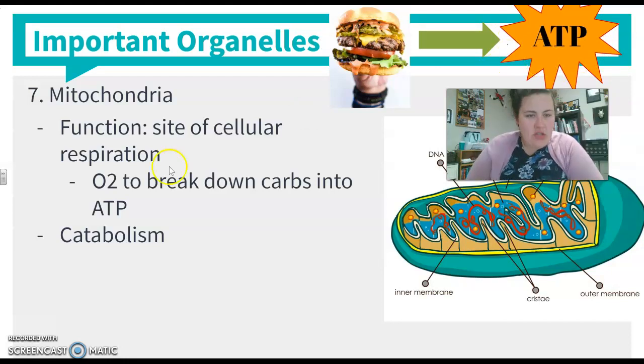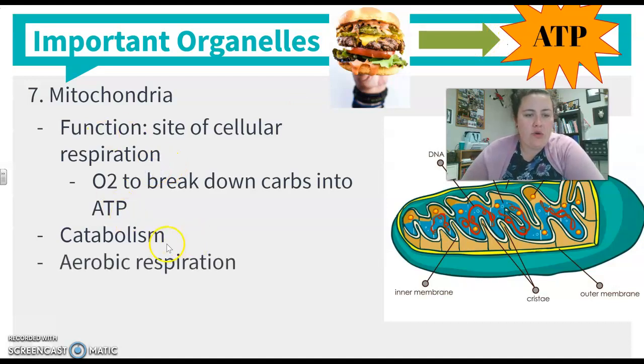Anyway, so mitochondria is the site of catabolism or catabolism. I'm not sure how you want to say that. Both are correct. But it is where you break stuff down. So that's part of your metabolic processes, where you are breaking bigger molecules down into smaller things. We also call this aerobic respiration because you have to have oxygen to do it, as opposed to anaerobic respiration where you don't need oxygen.